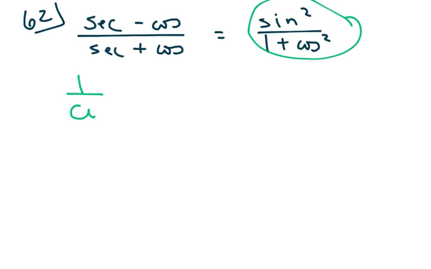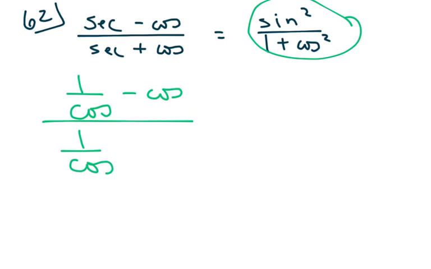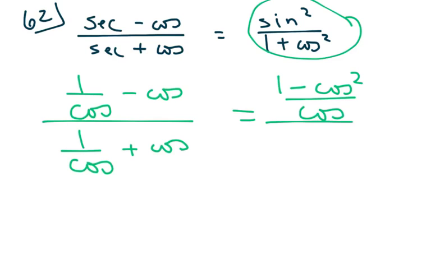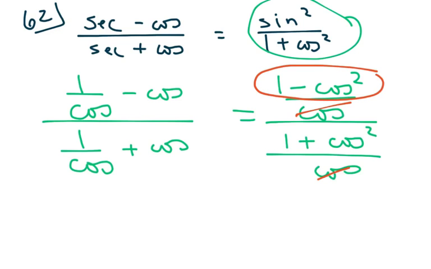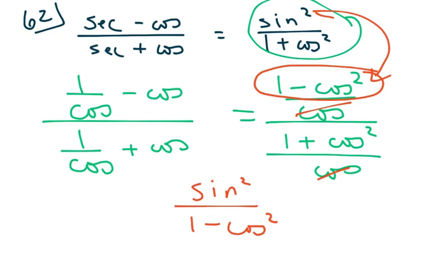So this is 1 over cosine minus cosine, 1 over cosine plus cosine, and I'm going to find the common denominator, which is cosine, and I get 1 minus cosine squared over 1 plus cosine squared all over cosine. These two cancel. Now this equals sine squared, and that's what we want. So you just write sine squared over 1 minus cosine squared. And we're done.